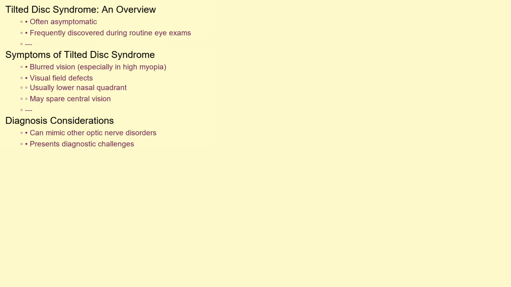When symptoms do occur, they can include blurred vision, particularly in individuals with high myopia, and visual field defects. These visual field defects, if present, are usually in the lower nasal quadrant, but they don't always affect central vision. In some cases, tilted disc syndrome can mimic other optic nerve disorders, leading to diagnostic challenges.